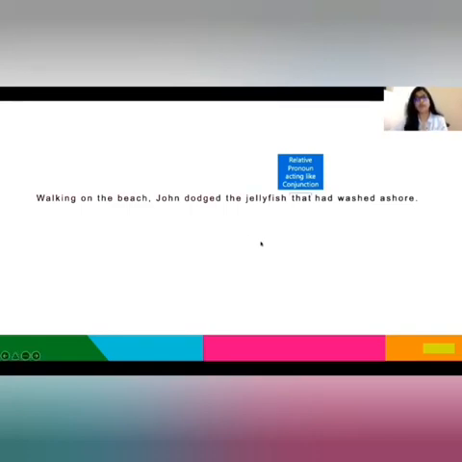So here, the first clause is walking on the beach, John dodged the jellyfish. And the second clause is had washed ashore. Considering the first clause, we can see that dodged is the verb here and had washed is the verb of clause 2. As I've already mentioned, verbs usually come with their subjects. So now we have to find out the subjects of both the verbs.